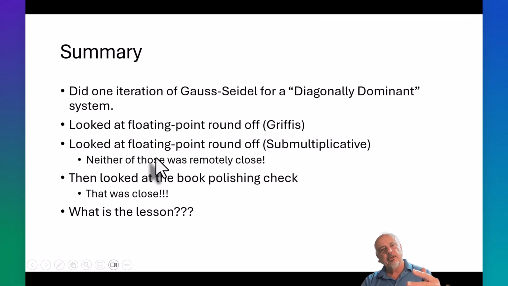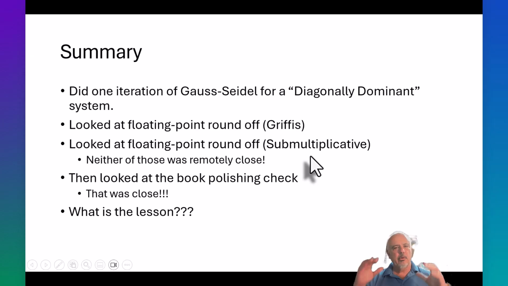So we did one complete iteration of Gauss-Seidel for a diagonally dominant system. We looked at the floating point round off for Griffiths method. We looked at the submultiplicative bound, and neither of these were we remotely close to having a solution. But when we looked at the book polishing check, that was pretty damn close. So the lesson here is to really look at tightening those bounds, if you will, and really looking at what a floating point round off error bound might look like, and then comparing your error to that.